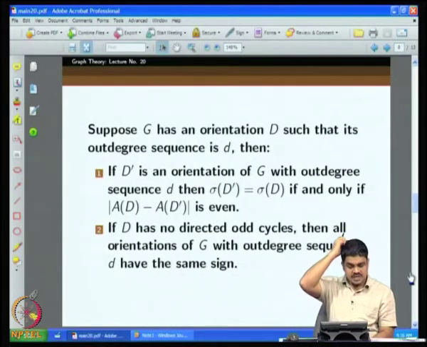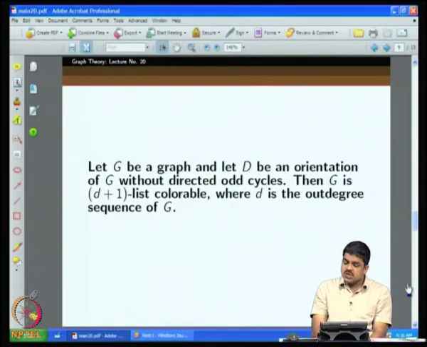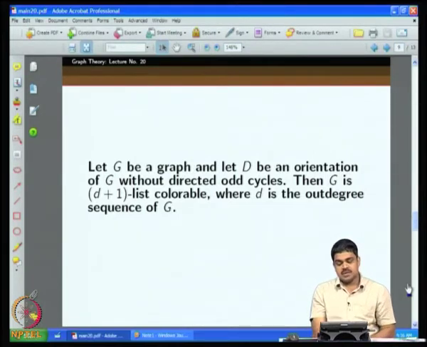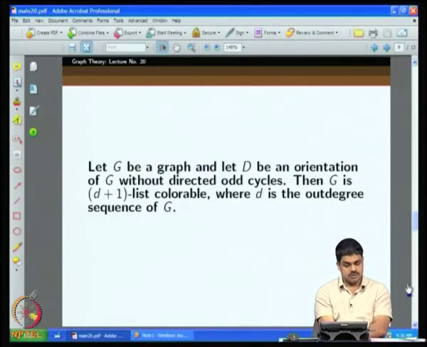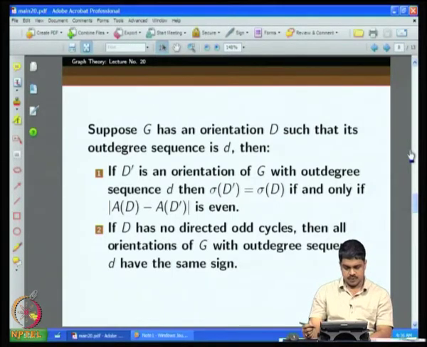As I mentioned before, our intention is to show that if G is a graph and if there is an orientation of G without directed odd cycles, then G is D plus 1 list colorable, where D is the out degree sequence of G, right. This is what we wanted to show.